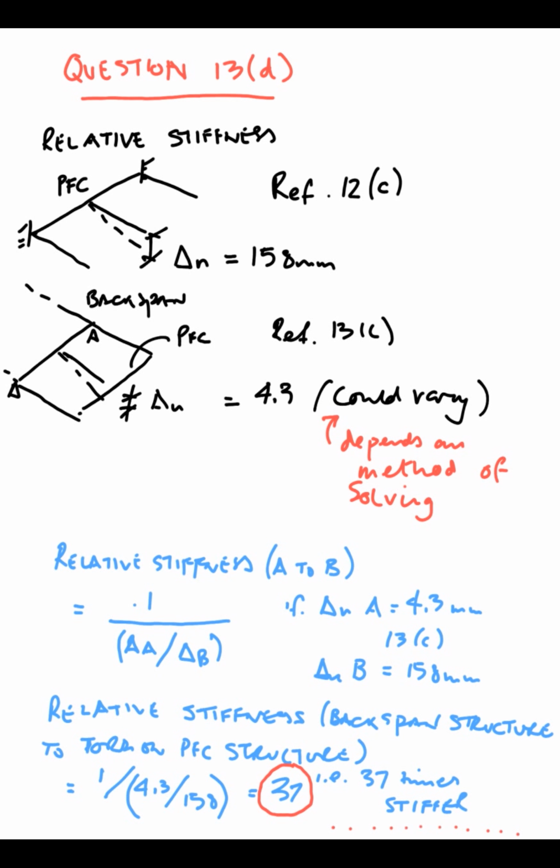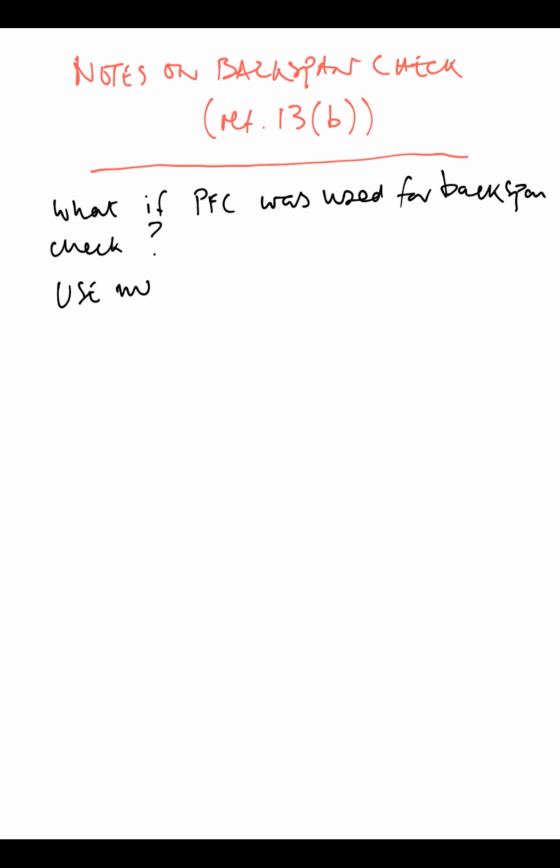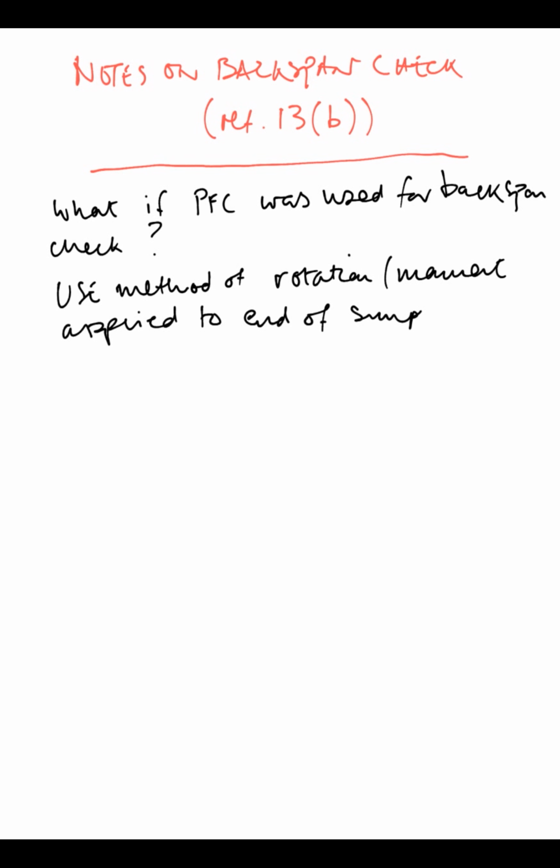This ends the main video. But some of you might be wondering, on 13B, when I adopted the section which was the plated section, which was equivalent to the cantilever for the backspan, what would have happened? Many of you would have attempted to use the PFC, and by using a slightly different method, this is to demonstrate that the deflection would have been somewhat less for those of you that did it that way.